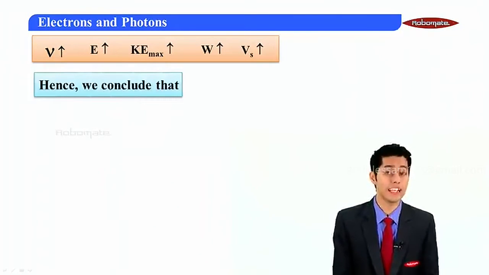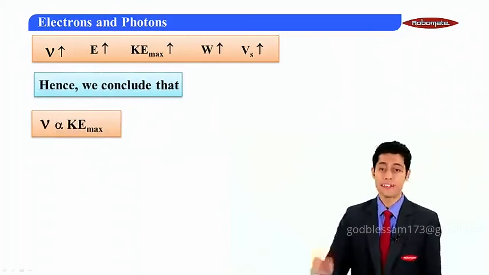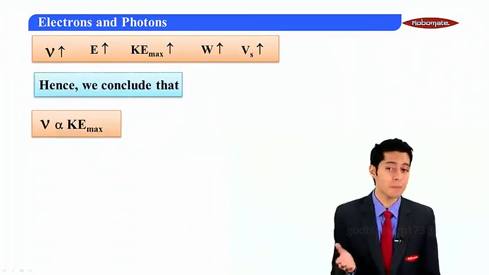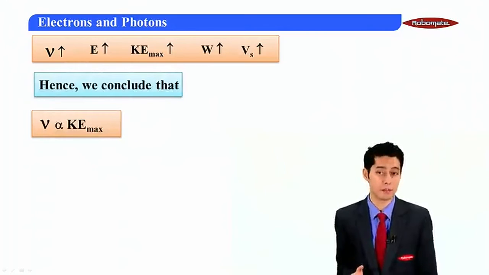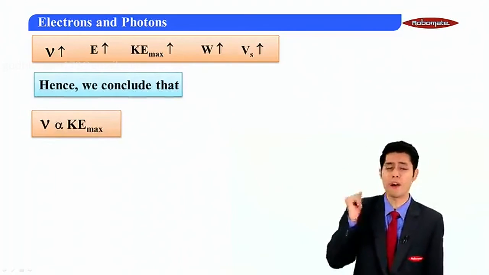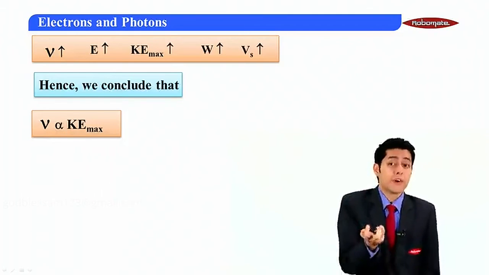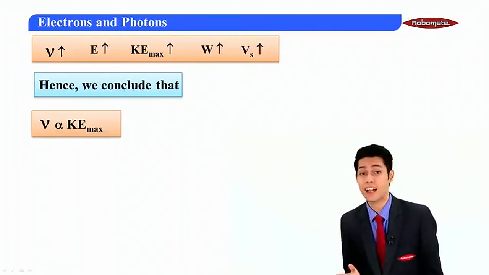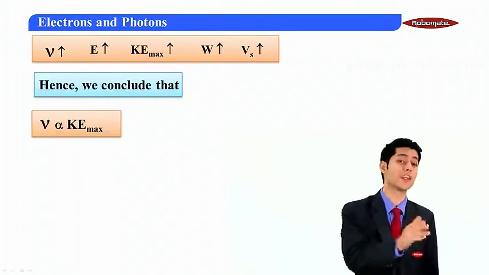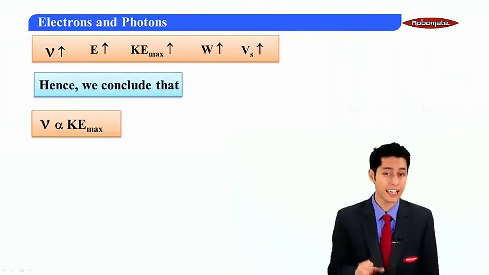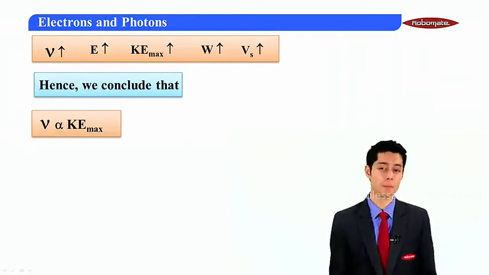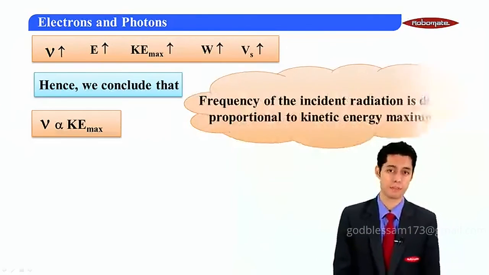So what do we finally conclude? We finally conclude that frequency is directly proportional to maximum kinetic energy. How? We can see from the above result. If the frequency increases, the energy of the photon increases, and hence the kinetic energy of the electron also goes on increasing. So can I say frequency is directly proportional to maximum kinetic energy?